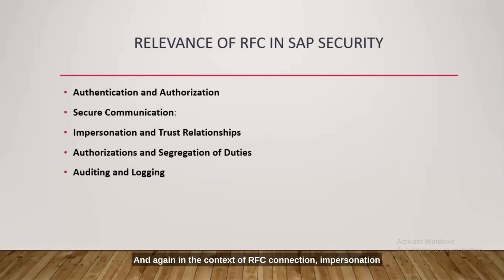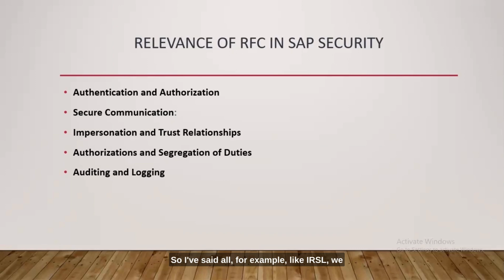And again, in the context of an RFC connection, impersonation will occur if a malicious user or a malicious system gains unauthorized access to execute RFC-enabled functions by impersonating a legitimate user or system. So I've said it all.